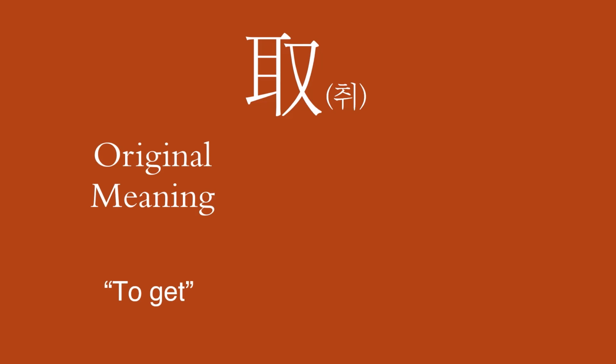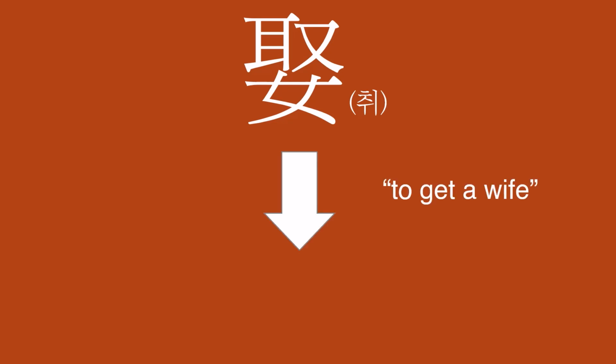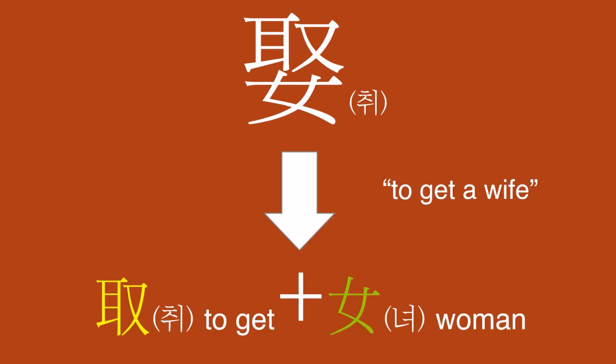Let us take this character Chui as an example. The original meaning of this character is to get. However, this character was later used to represent the concept of to get a wife. This change in meaning resulted in the birth of this character, Chui, which is Chui, to get, plus Nyo, woman.